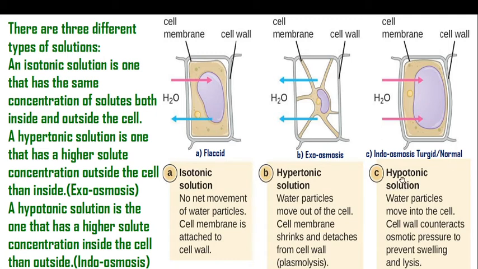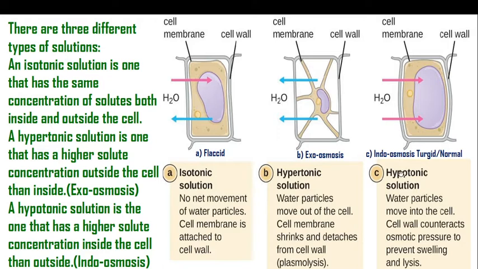Then there is another type, the hypotonic solution. A hypotonic solution has a higher solute concentration inside the cell than outside, that is endoosmosis. In this solution, water particles move into the cell, and the cell wall counteracts osmotic pressure, preventing swelling and lysis. Swelling means bulkiness and lysis means breakdown. So both conditions are prevented in a hypotonic solution.